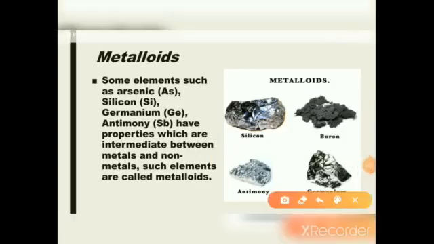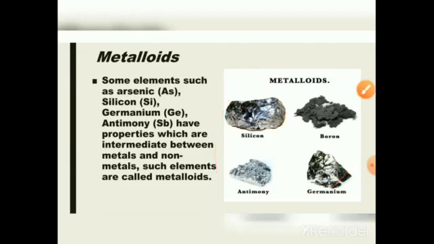Metalloids. If you try to see the picture here, you can see silicon, boron, antimony, and germanium. Some elements such as arsenic, As, silicon, Si, germanium, Ge, antimony, Sb have properties which are intermediate between metals and non-metals. Such elements are called metalloids.